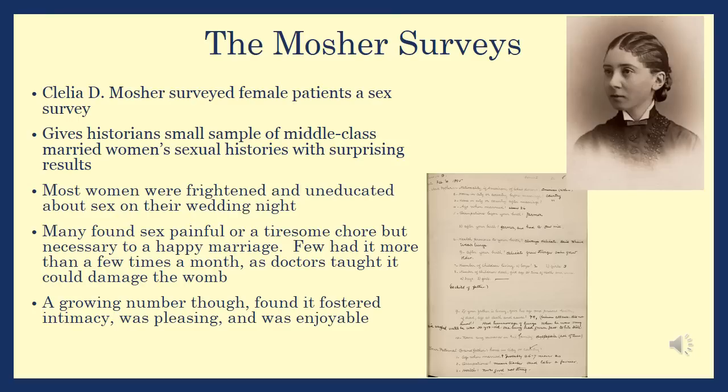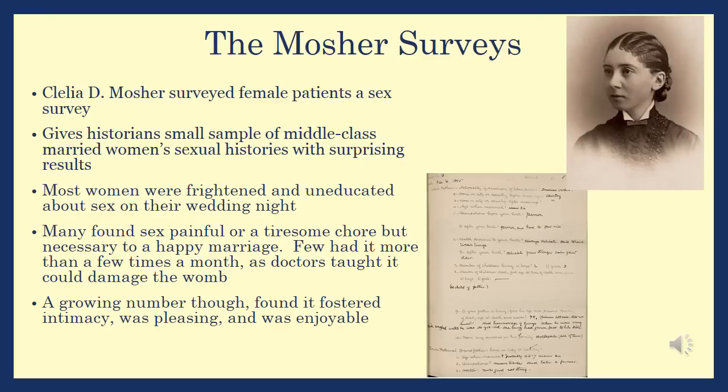In the 1970s, a family unearthed a series of papers that were yellowed with age and covered with dust in their attic, and it turned out that these papers were actually the key to really understanding the sexuality of men and women in the Victorian era. Because these papers were a series of surveys that had been given by a female physician named Cecilia D. Mosher, and they're known collectively as the Mosher surveys.